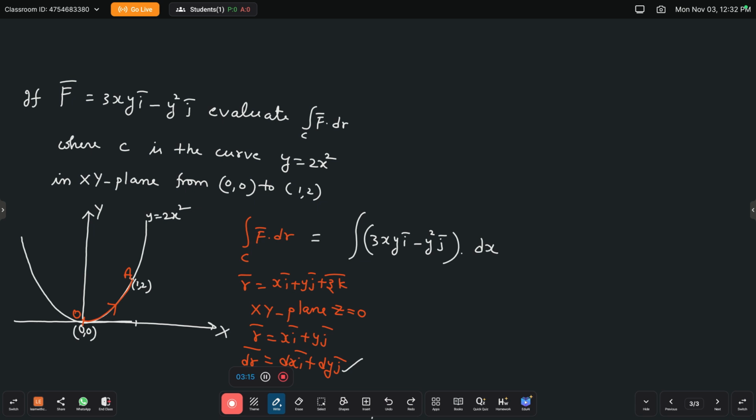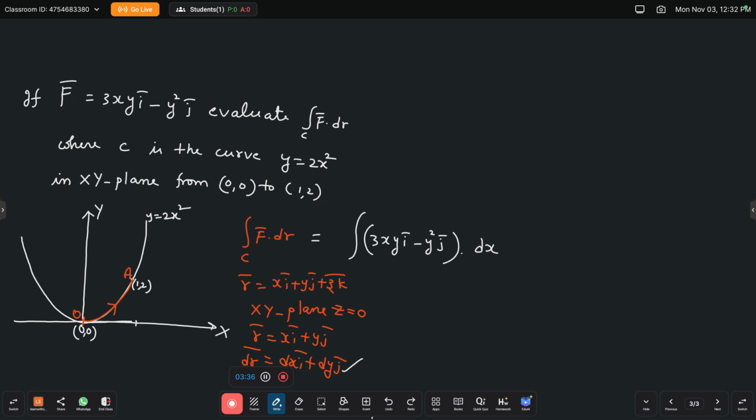Now we will go through the problems. See here, if f is equal to 3xy i bar minus y square j bar, evaluate the line integral of f dot dr, where C is the curve y is equal to x square in the xy plane from (0, 0) to (1, 2).